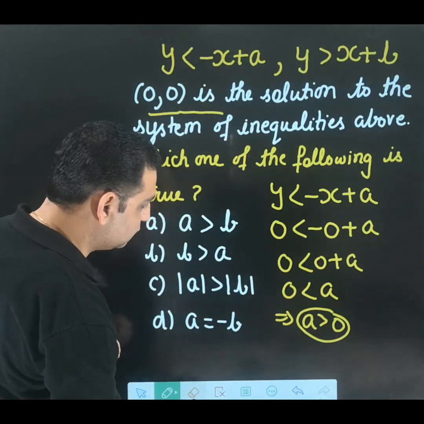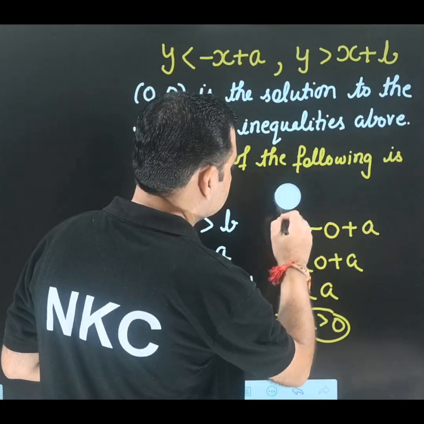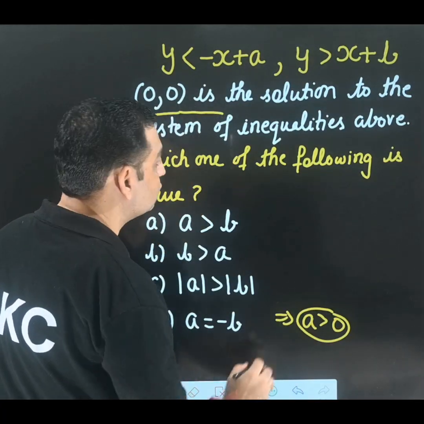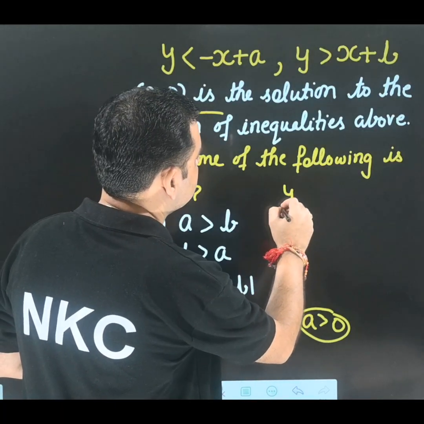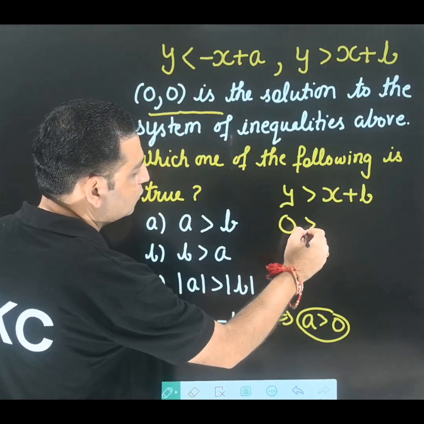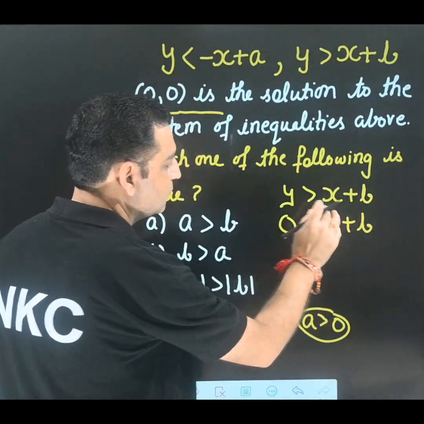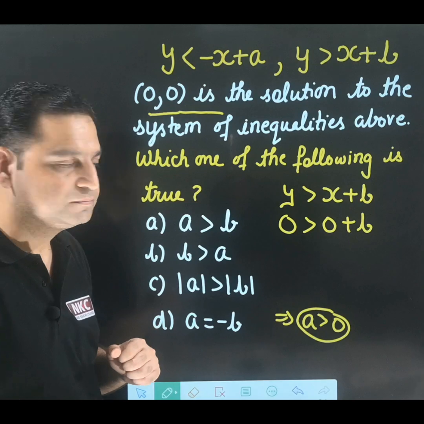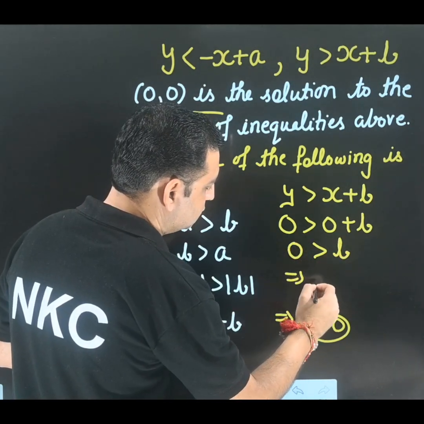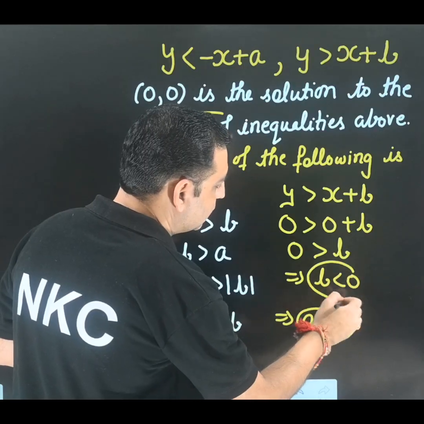And at the same time we have the second inequation as well. Let me try out there what we are getting, and then according to the final result we will see which option is correct. Now (0, 0) is also the solution for this inequation as well. It is giving me 0 is greater than b. That means b is less than 0.